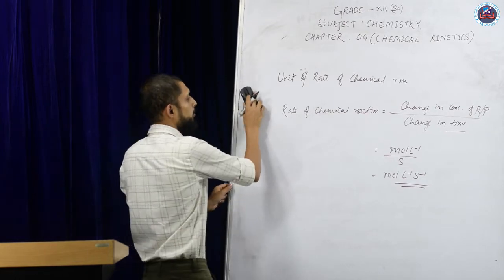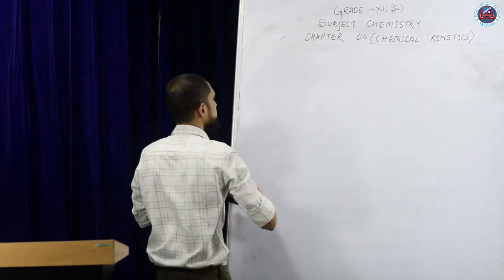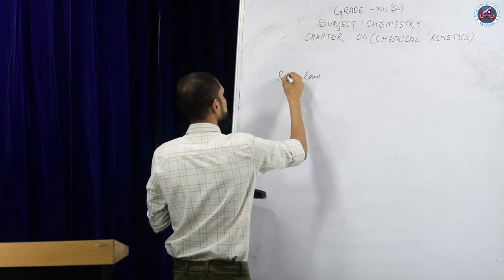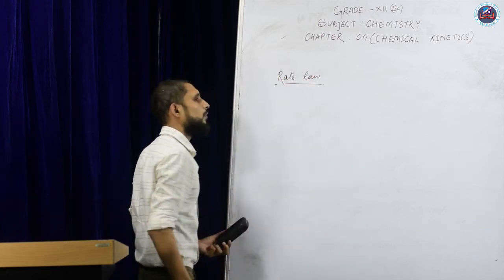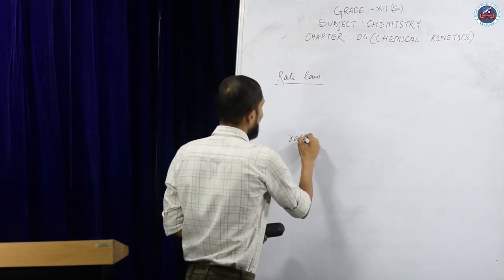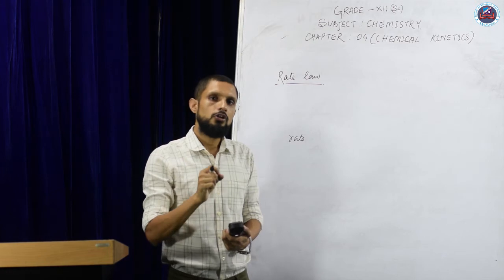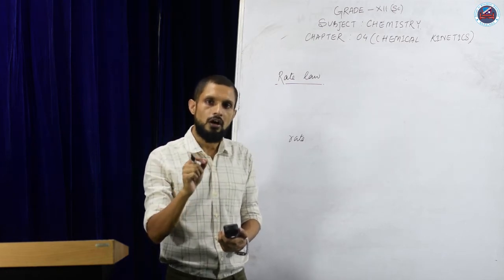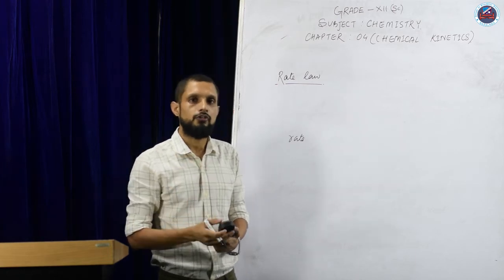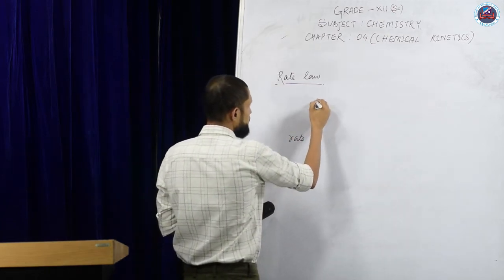The next topic which we are going to start in this chapter is rate law. Now, according to rate law, the rate of a chemical reaction is directly proportional to the product of the molar concentration of the reactant raised to the power their stoichiometric coefficient. So let us try to understand this law with the help of an example.